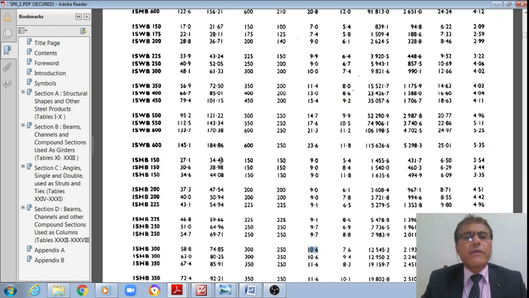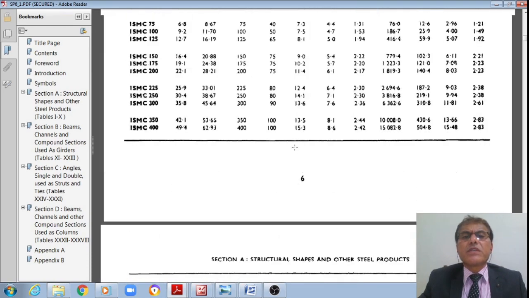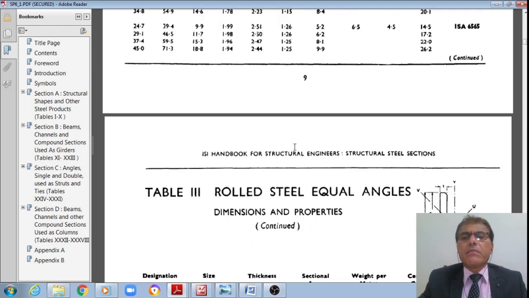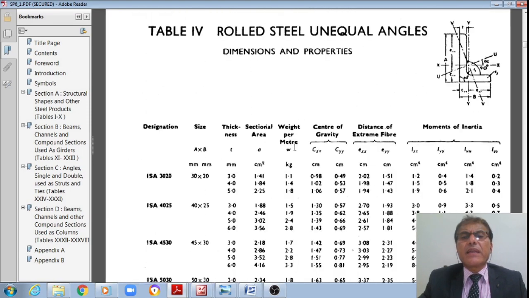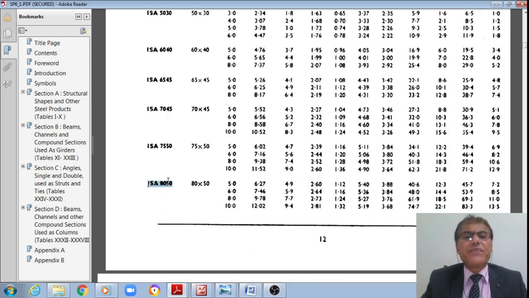Just bear for a moment, right? Therefore, I am there in page number 12. Just for a moment, right? Just bear for a moment. I am there in page number now, yes, 12, right? Therefore, this is ISA 80 by 50 by 8.